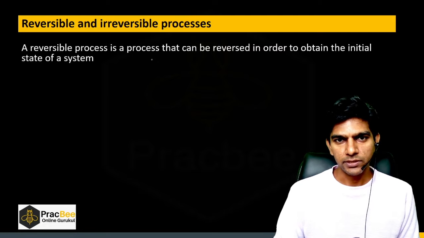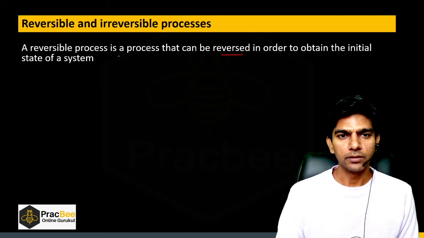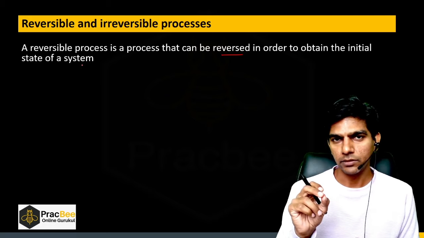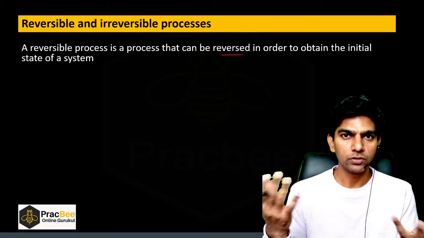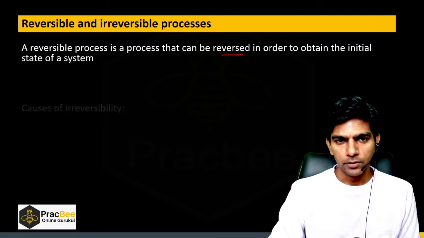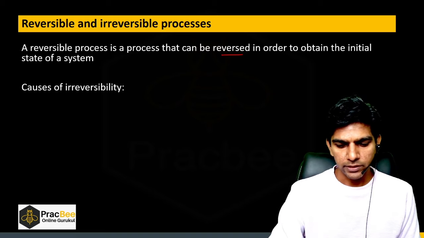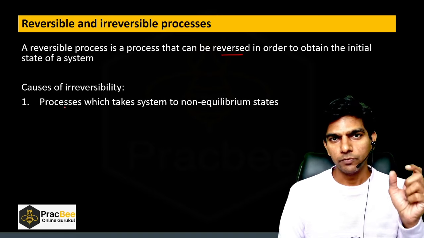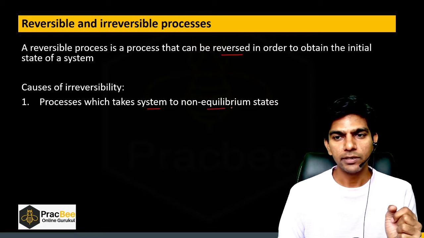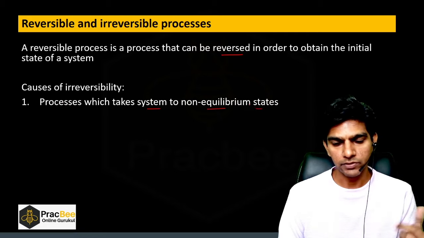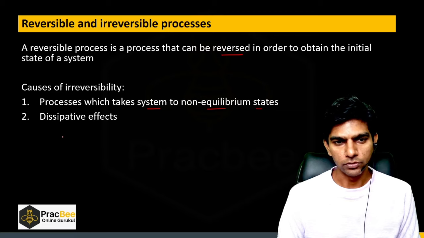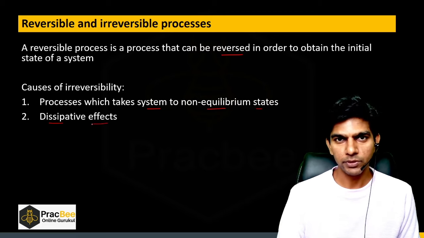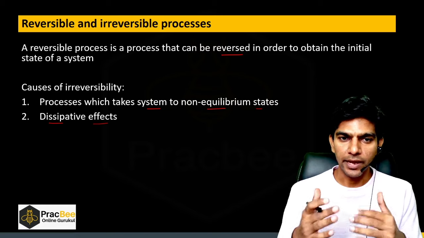Reversible processes are those processes that can be reversed in order to obtain the initial state of the system. So we can easily get back to the original state of the system. But irreversible processes are completely the opposite of this, which cannot be reversed. For example, the explosion of a bomb is an irreversible process, right? Now, what causes irreversibility? There are a few causes. First, there are some processes which take the system to non-equilibrium states. Also, there will be some dissipative effects, some friction, some viscous forces. So we can say these add up to irreversibility.